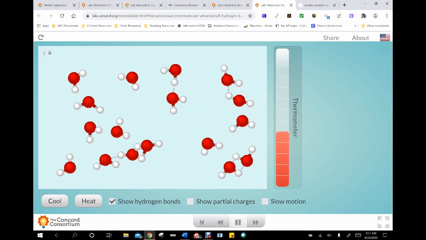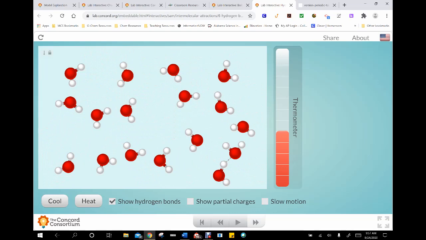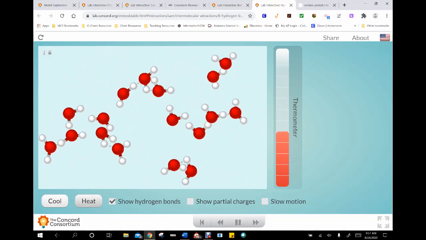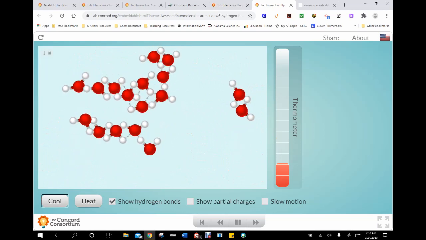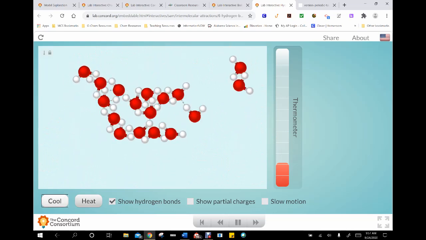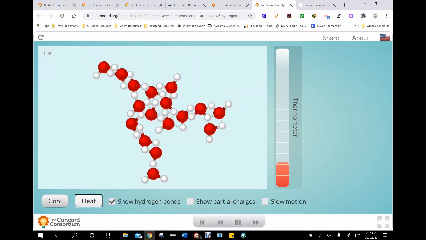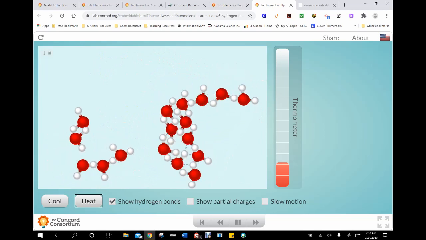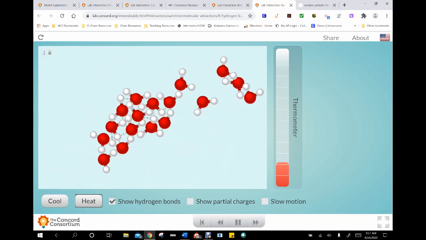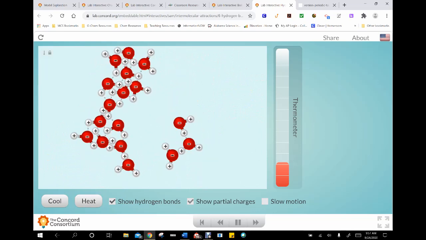And so it's going to show you, in the little dashed lines here, the hydrogen bonds. Now if I slow these down a little bit, you'll be able to see those dashed lines a little better. And so you'll notice that these aren't the same as a bond within a molecule. They're forces of attraction, but they're pretty strong, so they're still holding those molecules together more tightly.